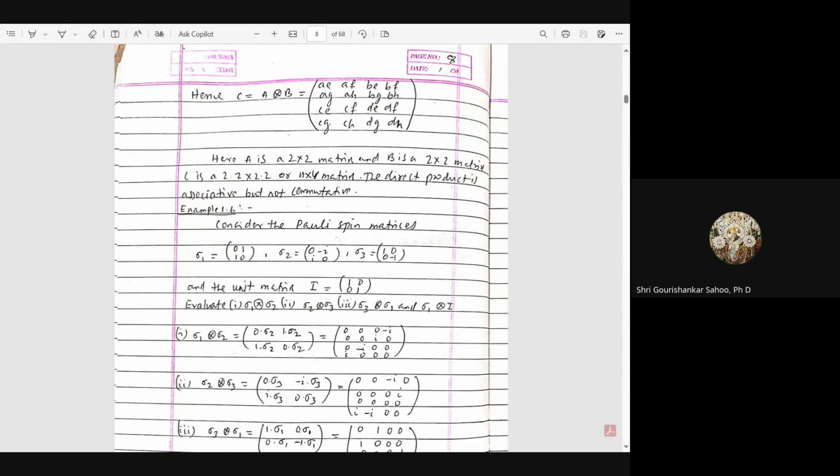So you can have your sigma 1 Kronecker product sigma 2 is equal to 0 sigma 2, 1 sigma 2, 1 sigma 2, 0 sigma 2, and you will have 0, 0, 0, 0.